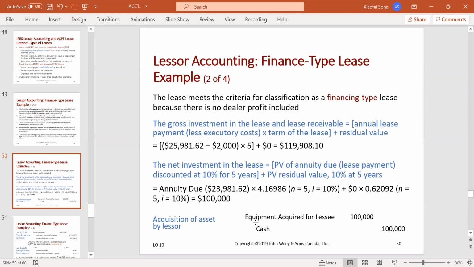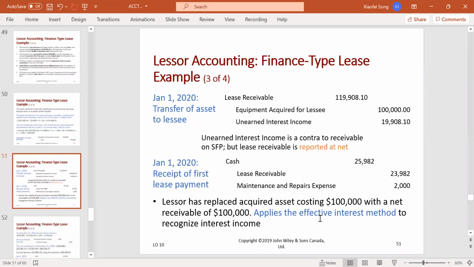So this transaction is just put here to tell the whole story. The starting point: the company is going to purchase this equipment for lease. So they will pay 100,000, that's their investment. The equipment is purchased to be leased, so that's how they got this. This journal entry establishes that the carrying value of this asset is the same as the fair value, so there's no gross profit. And then this is the journal entry to record the initial lease.